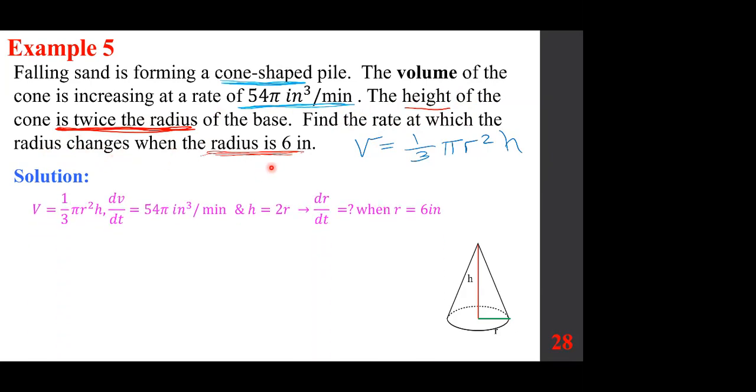So take a look. Here's the formula for the volume. dV/dt is given. h is 2r. dr/dt is missing. And we want to find that when r is 6 inches. So again, this is the translation. I can't emphasize this enough. We are looking at word problems, applications, and translation is the key. If we do this right, we have an easy time finishing it up.